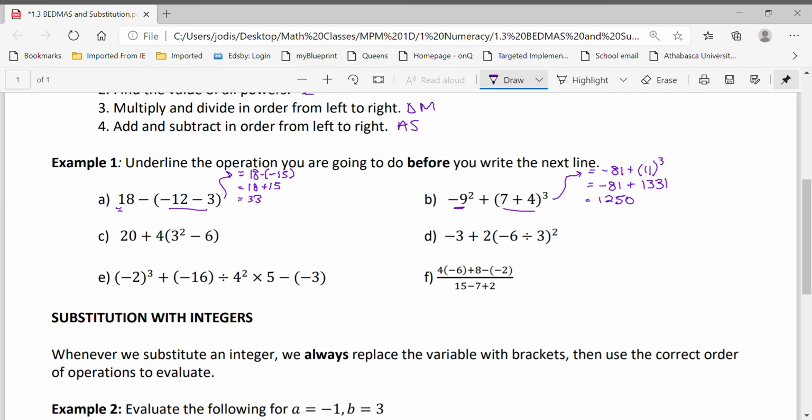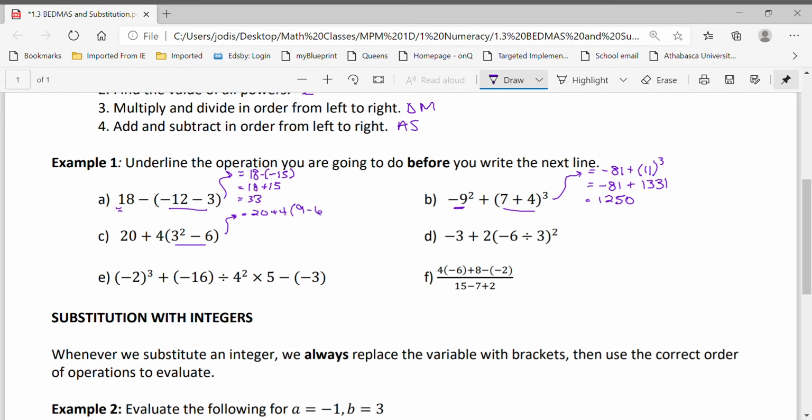Okay, so for question C, make it over here. You do not want to start with this 20 plus 4. That will definitely give you the wrong answer. We have to do what's in the brackets first. So we're going to leave this 20 plus 4 out in front. Inside our brackets, we have an exponent as well. So we want to do that first.